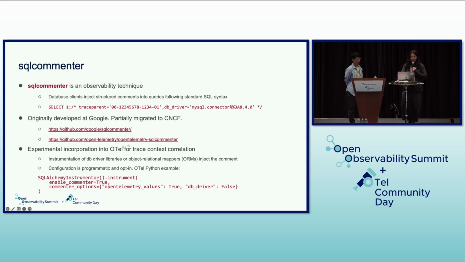In this Python example, we have the init of a SQLAlchemy instrumenter, a very popular ORM called SQLAlchemy. And in the call to instrument, we are saying, okay, enable_commenter true, which will add the whole SQL comment. If we pass these commenter options, opentelemetry values true, that'll include the traceparent. db_driver false would not include the database driver KV.